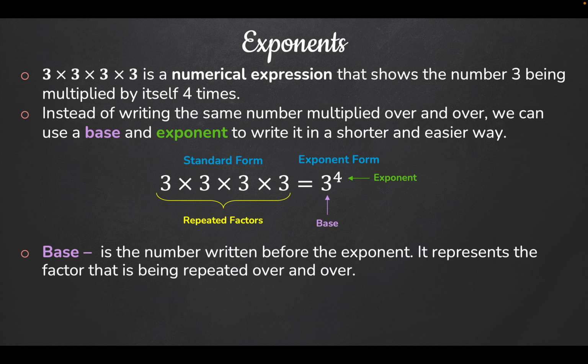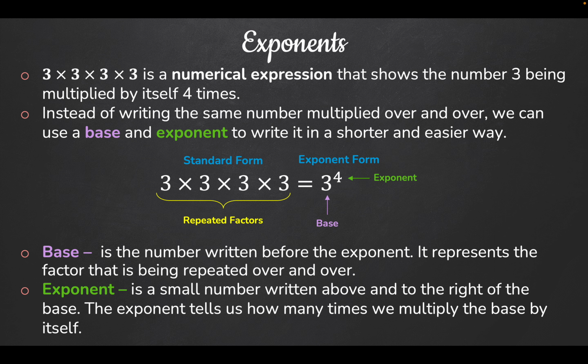The base is the number written before the exponent. It represents the factor that is being repeated over and over. So in this case, the base would be 3 because that's being multiplied by itself over and over again.